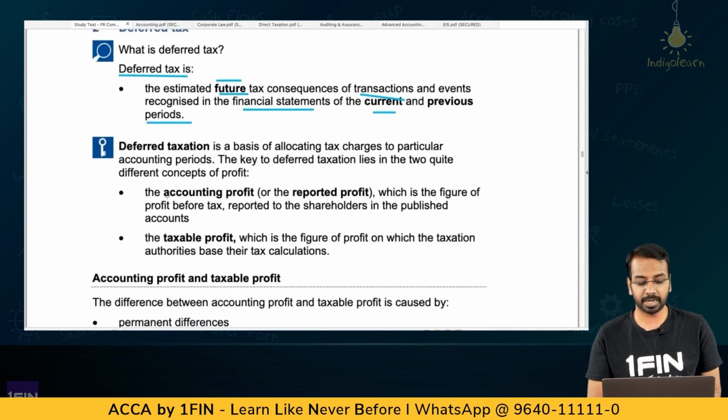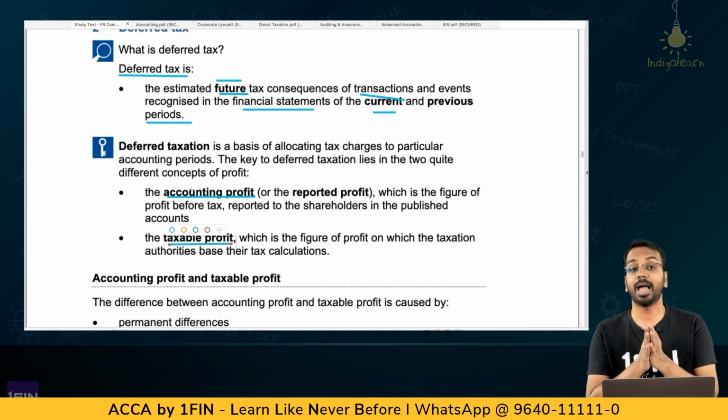So we have understood that there is something called accounting profit, which is as per your books of accounts, and there is something called taxable profit, which is for tax purposes, right? Now, there would be differences between accounting profit and tax profit, and because of these differences, there is a tax consequence which is called deferred taxation.